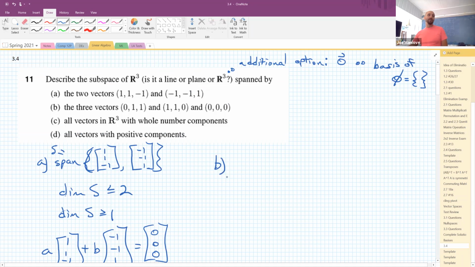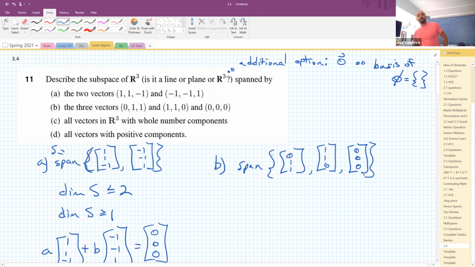All right, let's check out B. We're looking for the span of the set of 0, 1, 1, 1, 1, 0, and 0, 0, 0. And again, here I'm thinking, okay, so biggest, it's 3. I'm going to call this S with a little hat on it. So I think the dimension of S is smaller than 3.